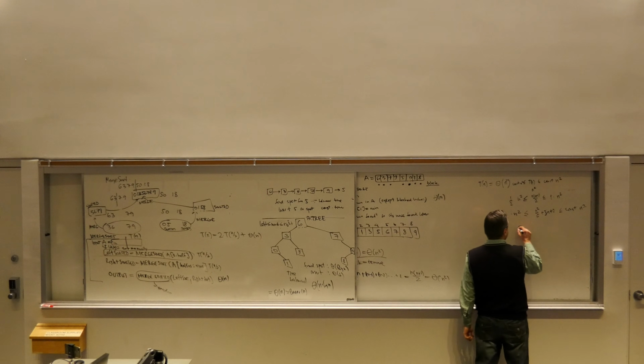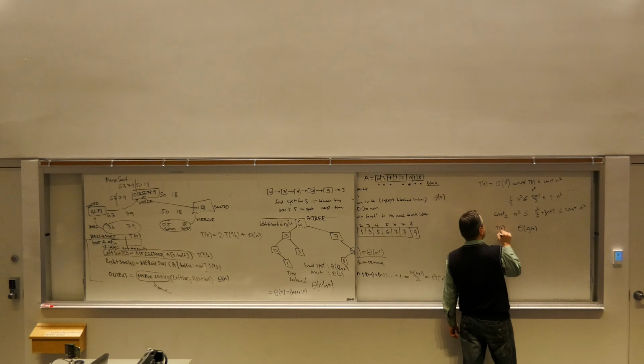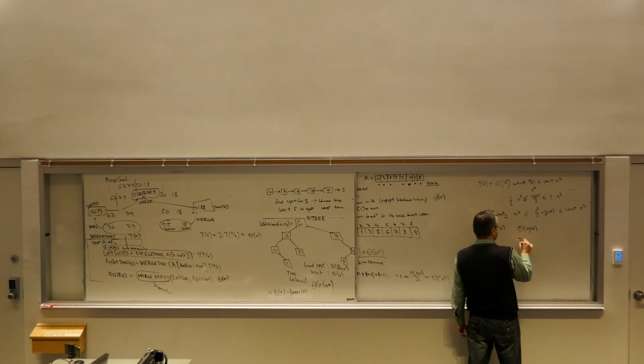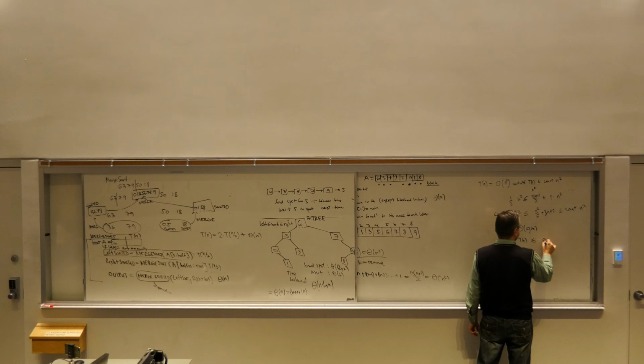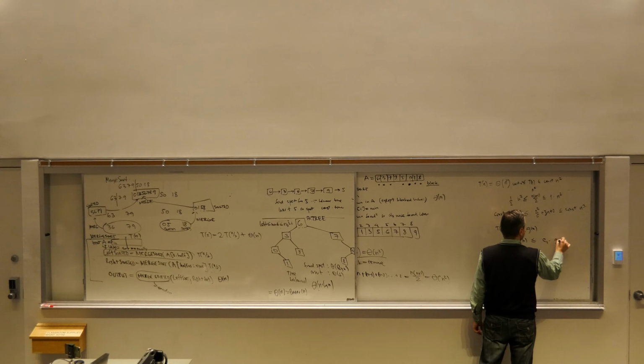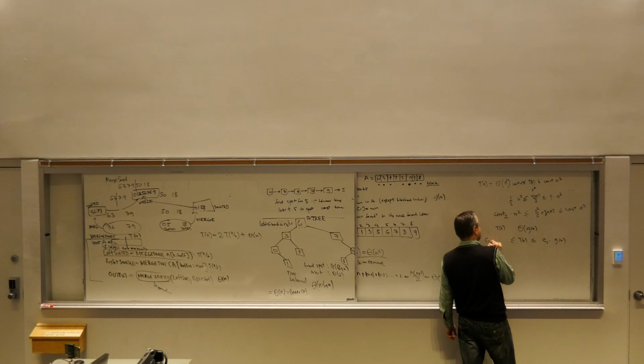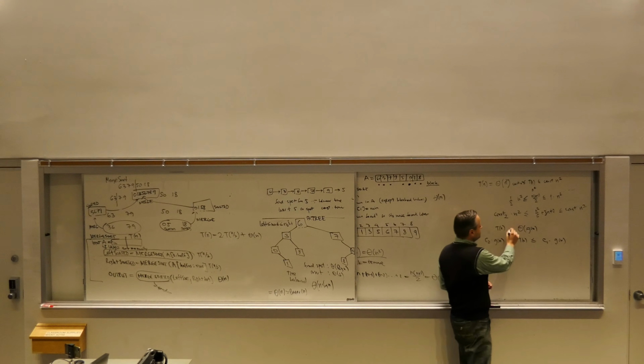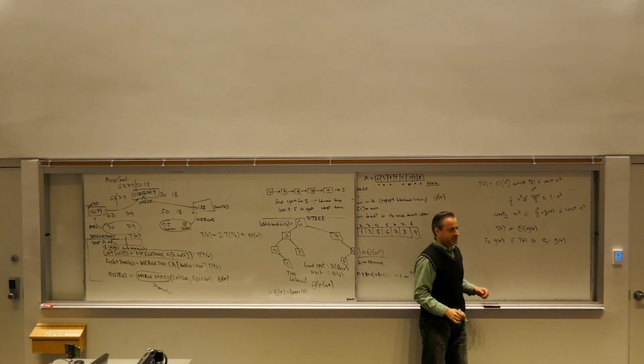In general, theta of a function g of n, this is T of n, means T of n is between some constant times g of n and some other constant times g of n. And we say they have the same asymptotic growth because this function is within constants of the other function. They're both n squared or n log n.